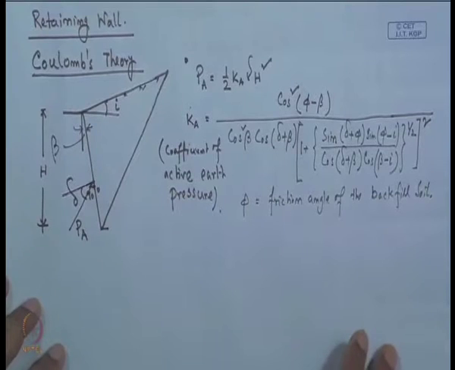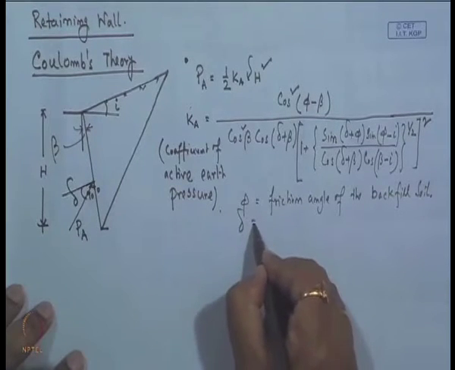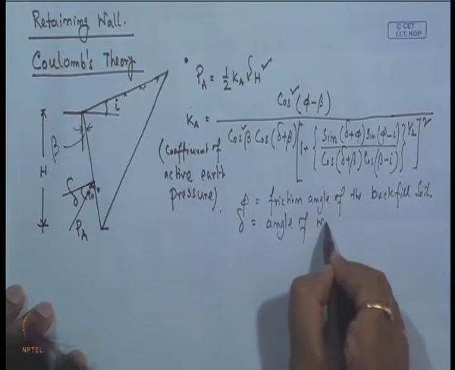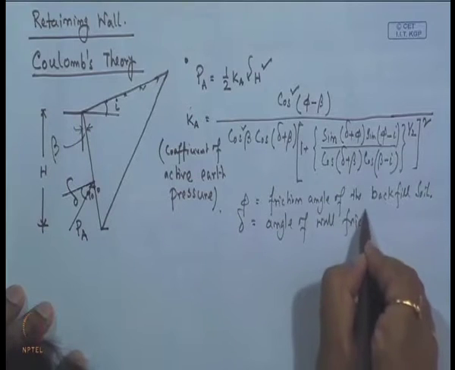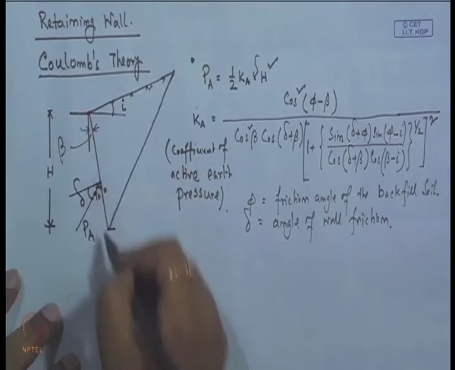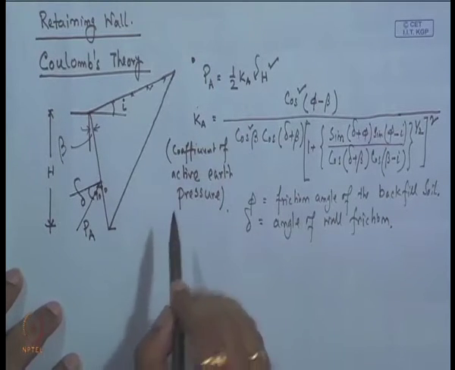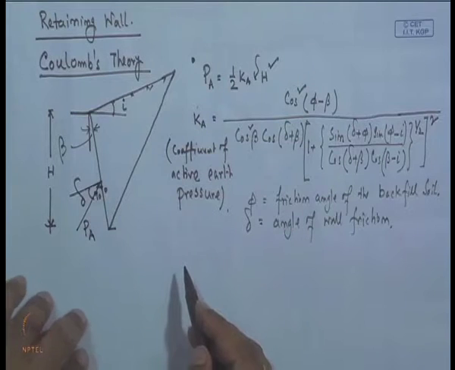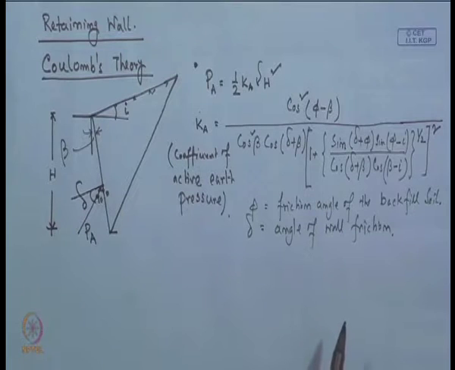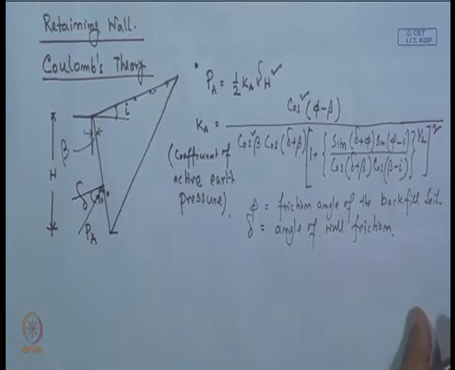Now, as I mentioned, delta is the angle of wall friction, the angle between the soil and the wall. So this is the active force for the static condition. Now, we will extend these things for the seismic condition also. How will we extend this part?